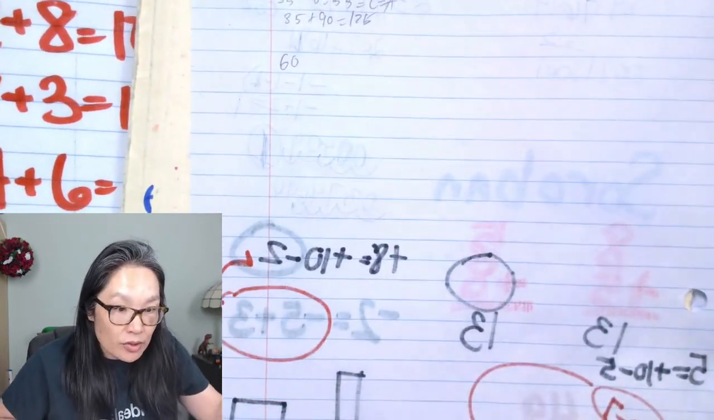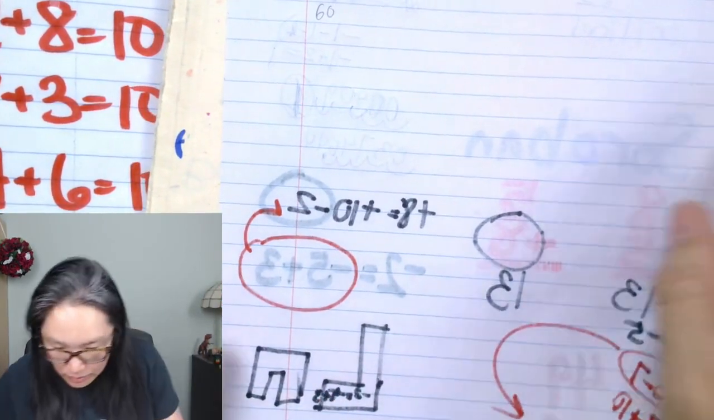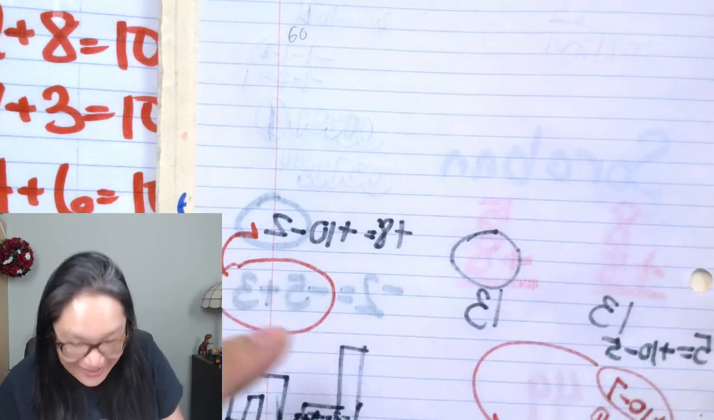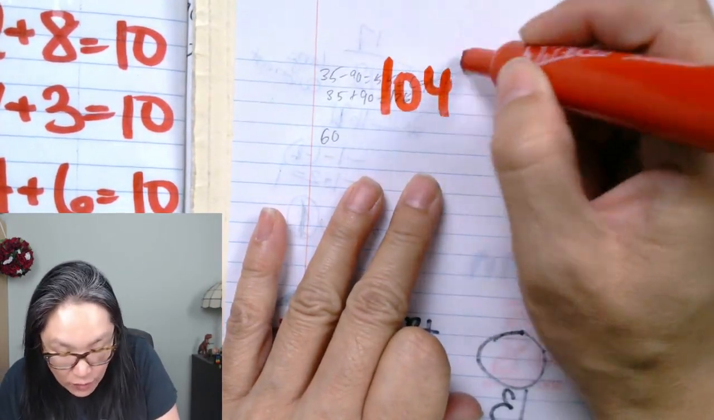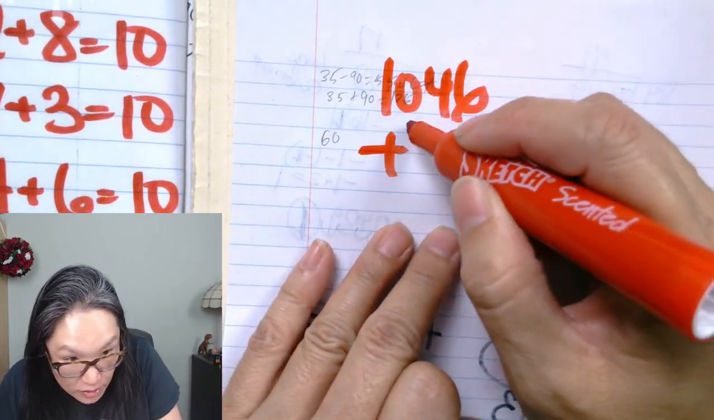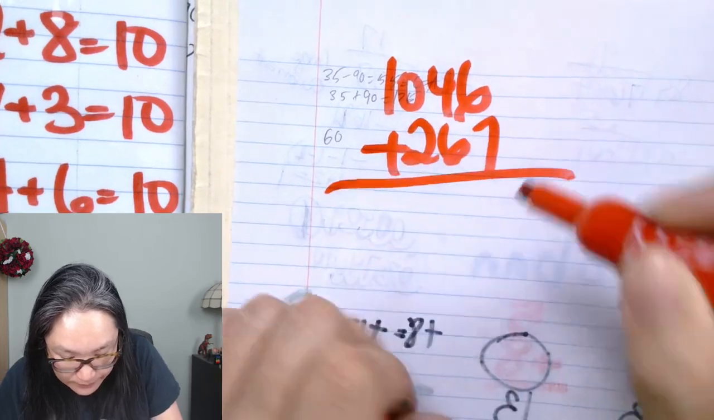Or you can give me numbers. Okay, good. Thank you. Because I don't want to think. Okay, let's take it slow. Let's do 1046 plus 267. All right, good.